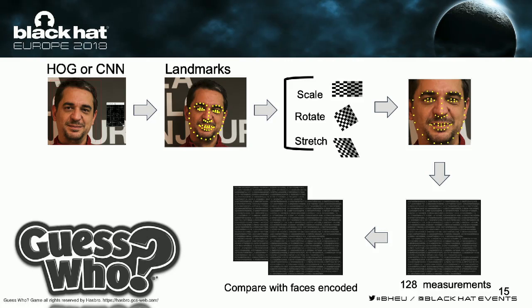So the first step is you need to know where the face is. You can use HOG or CNN algorithms, okay? And then you can obtain the landmarks, and you need to align the image to get the correct landmarks. So you can scale, rotate, or stretch the image. And when you have the face and the landmarks aligned, you can obtain the vector array that defines your face, okay? The vector array is just 128 values that define the face, and you can use this to compare with all other faces that you have in your database. So, Cesar, explain the process the hard way.